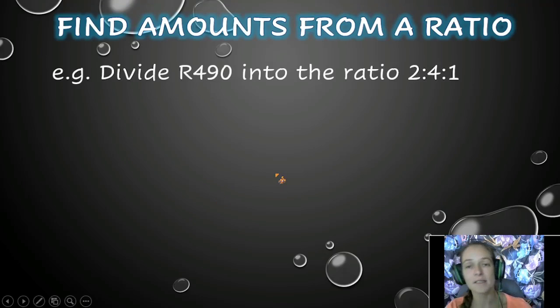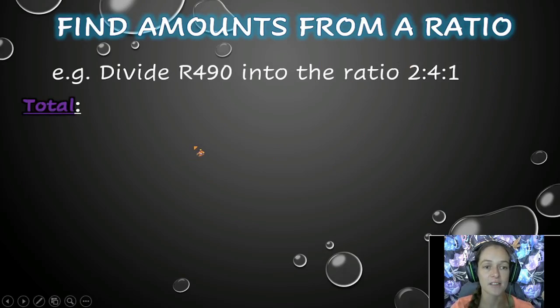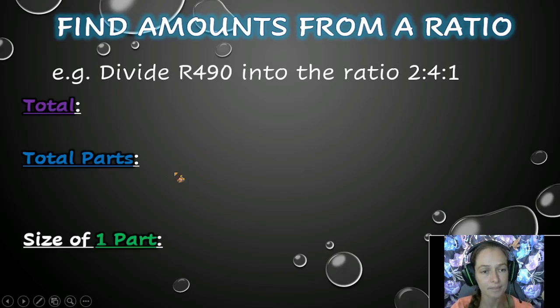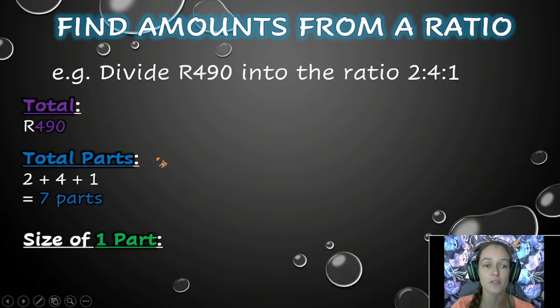This is the most common style of ratio question. They'll give you a total and ask you to divide it into a particular ratio, sometimes with a cute story attached, sometimes just straight up like this. And my method for this is to look for 3 things. First, the total, which would be 490 Rand. Then the total parts, and what I mean by this is each piece of the ratio. So 2 plus 4 plus 1 means there'll be 7 parts to each little section of our division.